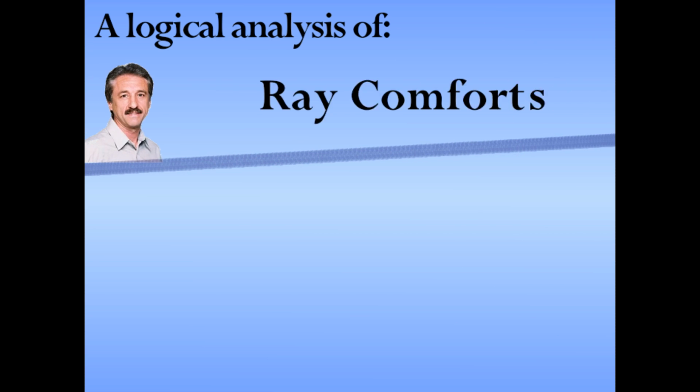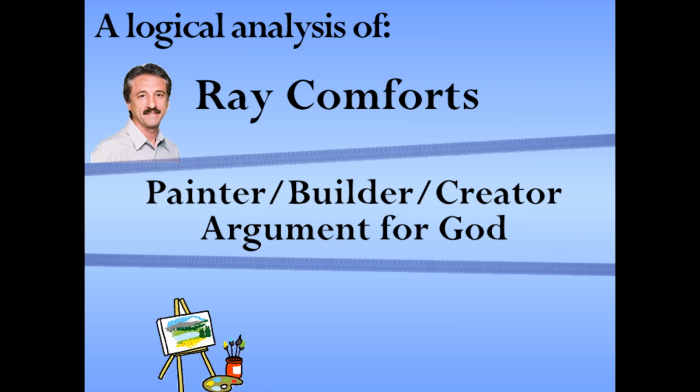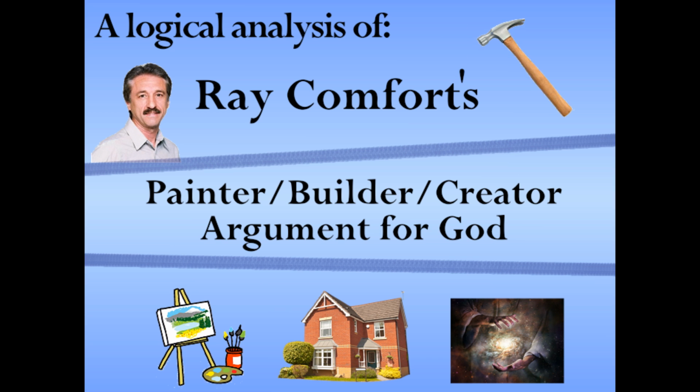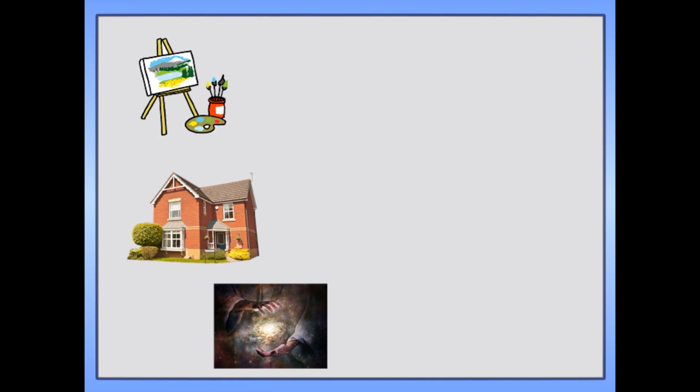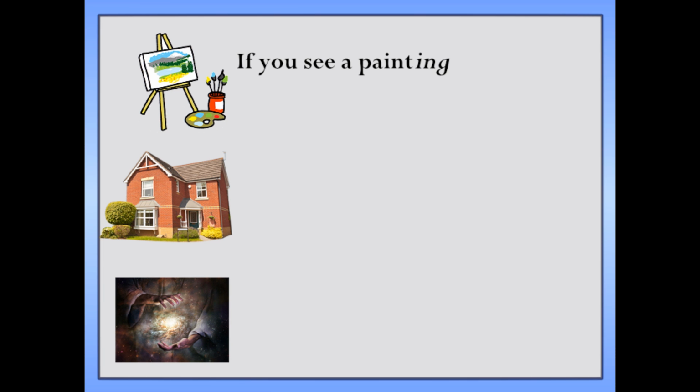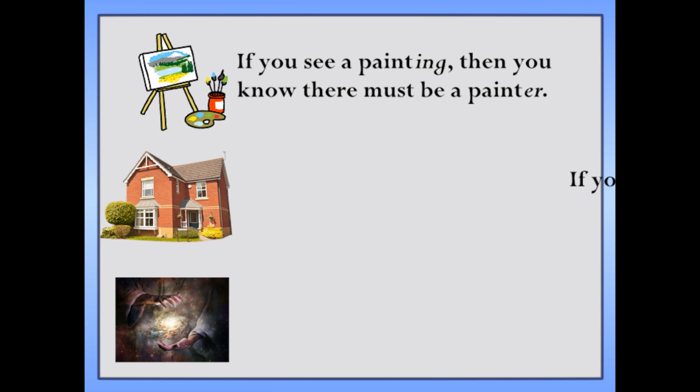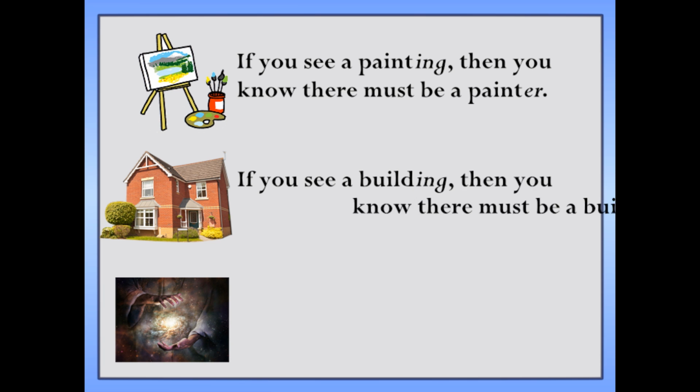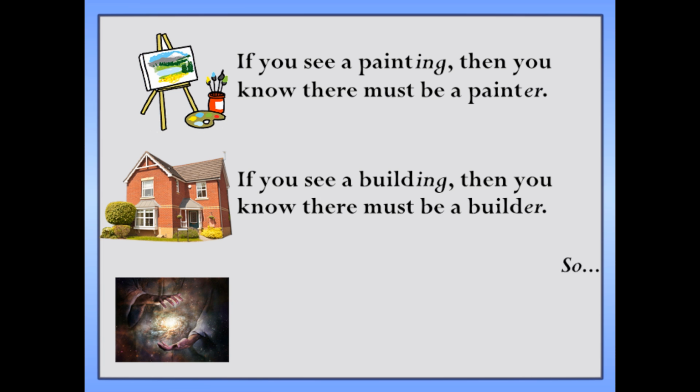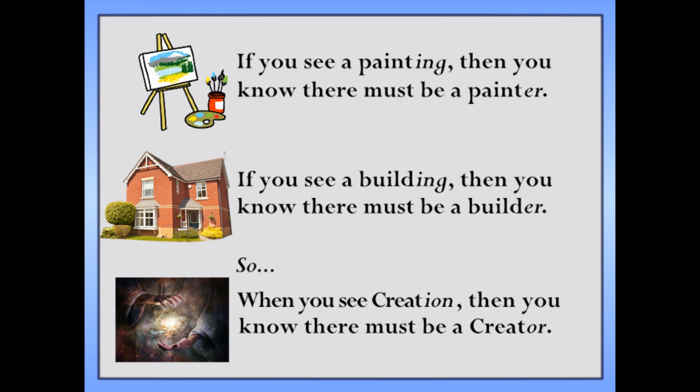In this video, I'm going to closely analyze a simple yet popular argument that's frequently put forth by Ray Comfort, but I've also heard it offered by Kent Hovind. So, to dive right in, put simply, if you see a painting, then you know there must be a painter. If you see a building, then you know there must be a builder. So, when you see creation, then you know there must be a creator.